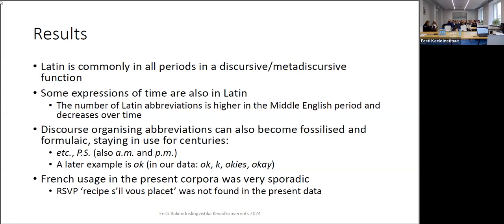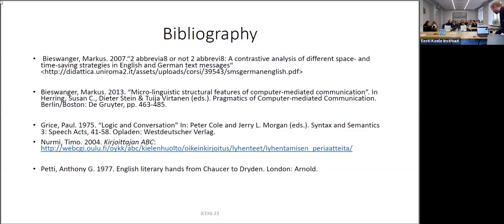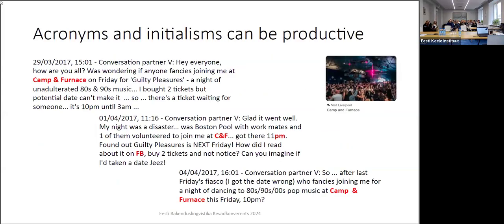We looked at some examples of productivity, because there are some bonus slides. We found that with acronyms in present-day English, it would not be just official acronyms; you find them used spontaneously. These are some SMSs from 2017, discussing going to Camp and Furnace, apparently a nightclub. It's referred to twice as Camp and Furnace, and then it gets abbreviated to CNF. So acronyms form spontaneously, and the lexeme is understandable from that.